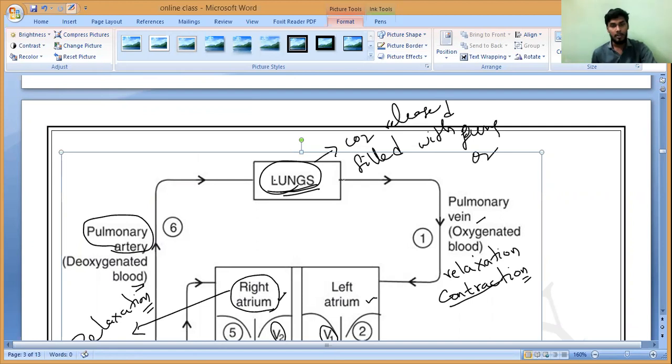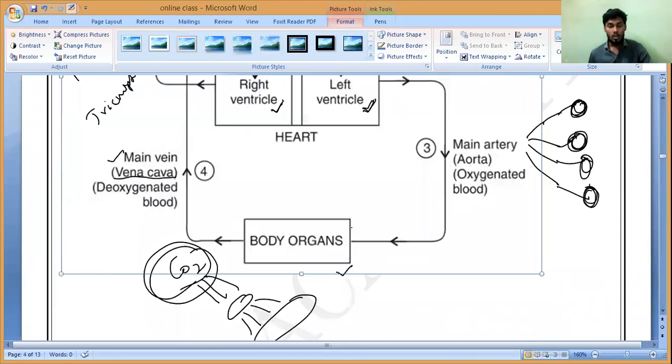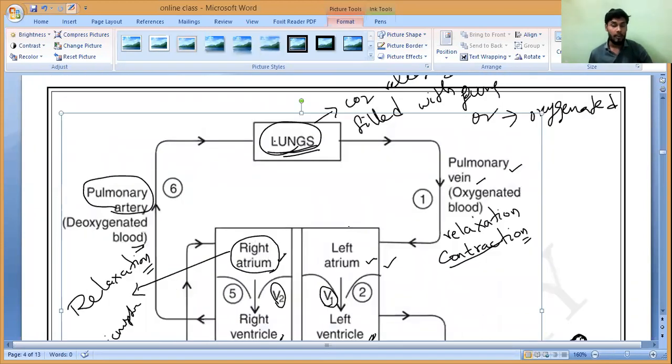Again it turns into what? Oxygenated blood. Do you understand? The oxygenated blood is pumped through the pulmonary vein and again reaches the left atrium. So this is called the continuous blood circulation of the human heart. Everybody must remember this diagram as well as the stepwise process.